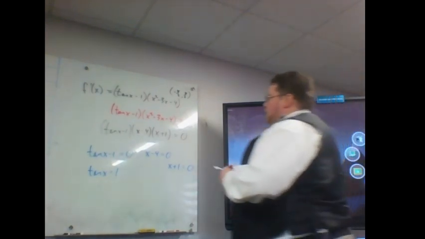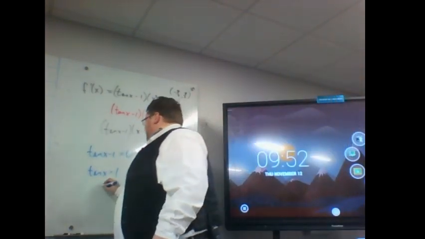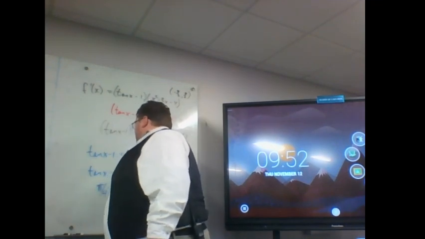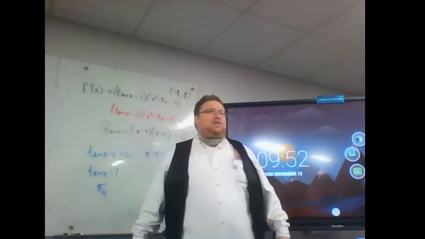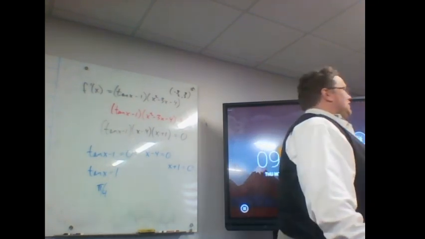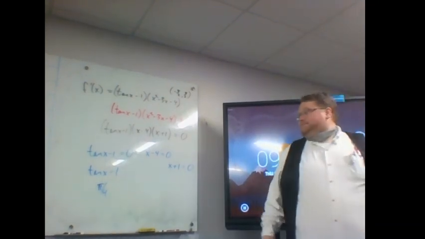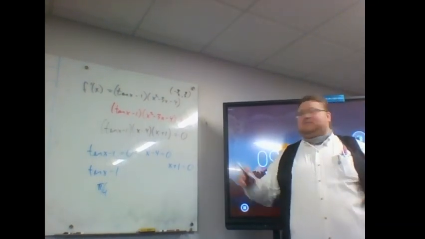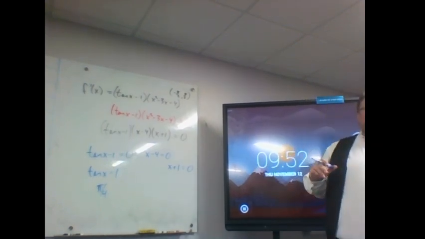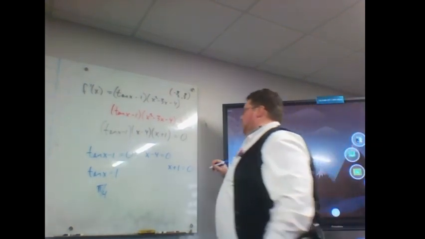Pi over 4? Pi over 4 does work. Tangent of pi over 4 is 1 because square root 2 over square root 2 becomes 1. Alright, the other two. X minus 4 equals 0 and x plus 1 equals 0. 4 and negative 1.